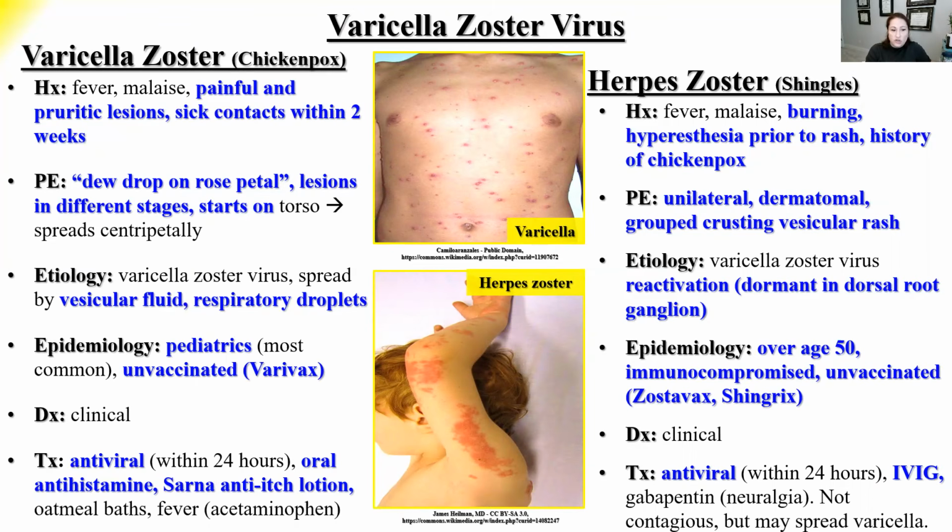This is the varicella zoster virus. It's very highly contagious, so vesicular fluid and respiratory droplets. This is a childhood disease, usually, but it can also be in unvaccinated adults. Varivax is the vaccination for chickenpox. Clinical diagnosis on this one, we want to treat this with an antiviral within the first 24 hours. You don't have to do that, but that is a treatment option.